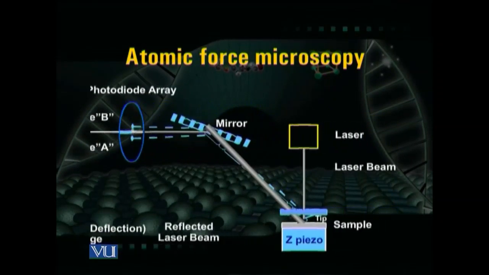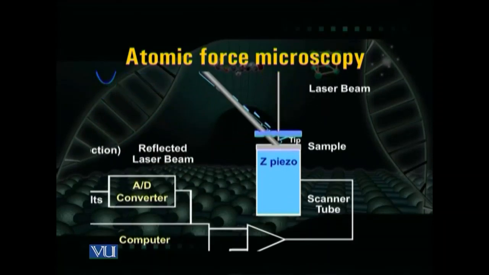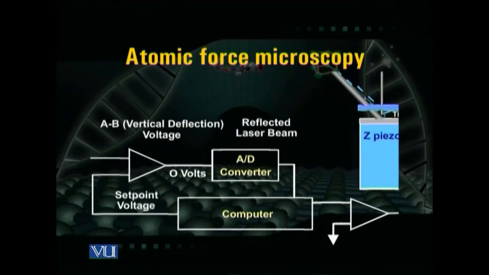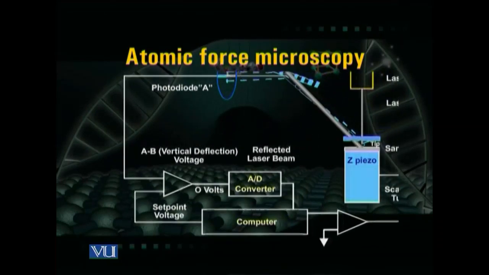Here's the picture showing a tip with a reflecting surface, like my fingernail, and over here would be a photodetector, and as my fingernail moves, the reflected beam moves on different parts of the detector.